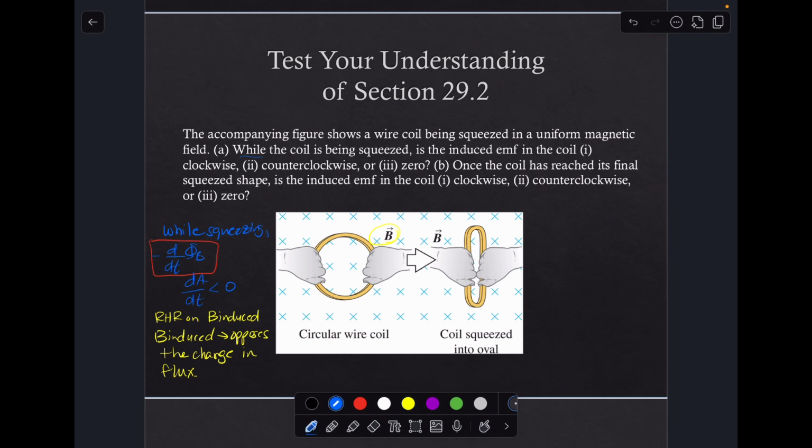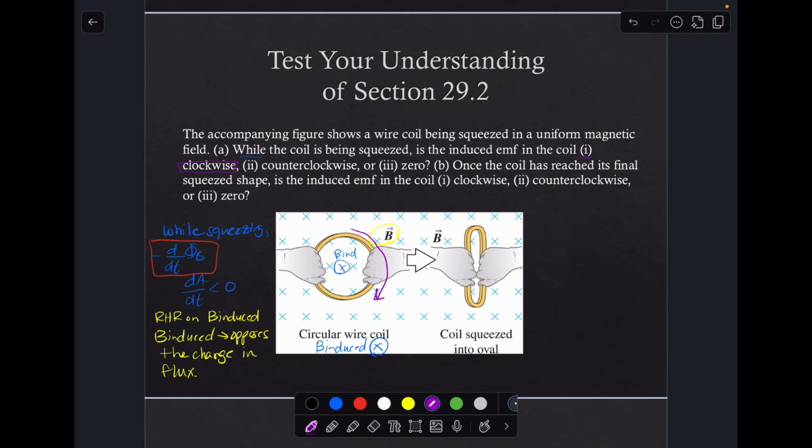So our B induced here is going to also be into the page. Technically it'll be up here, but I was just drawing it down there for no particular reason. So we're going to do the right-hand rule on B induced. Our thumb will be into the page and our fingers will be curling in the clockwise direction. So clockwise is the answer for part A.